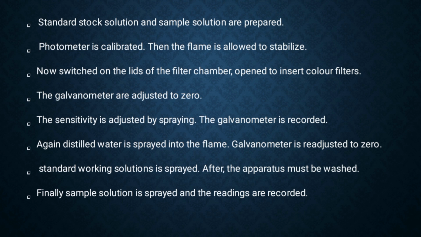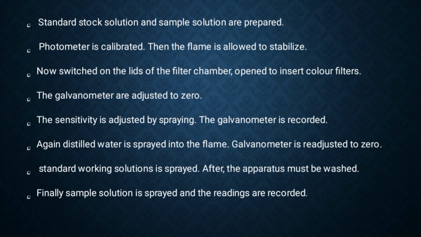Then the reading of the galvanometer is adjusted to 0 by spraying distilled water into the flame. Next, the sensitivity is adjusted by spraying the most concentrated standard working solution into the flame. The full scale deflection of the galvanometer is recorded. Again, distilled water is sprayed into the flame until the galvanometer readings are constant.